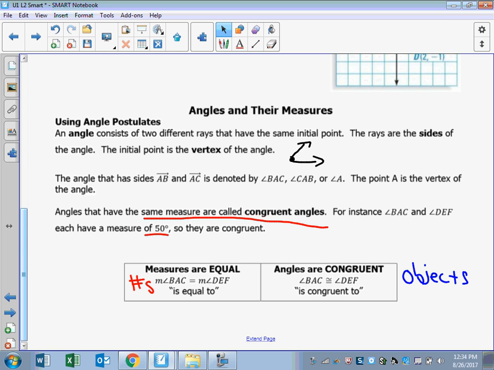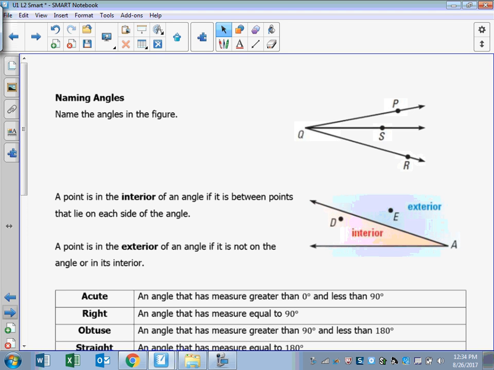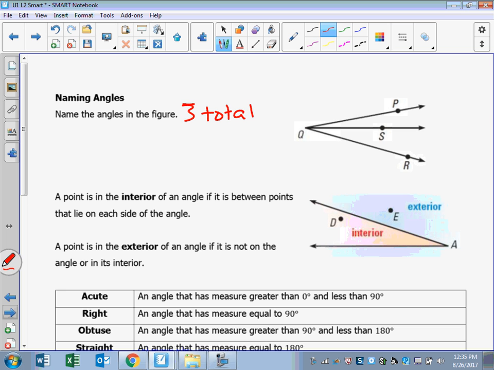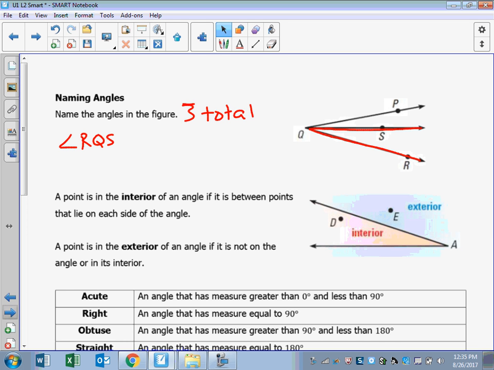Okay. Finally, there's a lot of vocab on this page. Most of it you're probably familiar with, so go ahead and read over this whole page. The last thing I want you to do is name the angles in this figure. There should be a total of 3. I'll give you one for an example just to show you how we write it. So one angle we could say is angle RQS. So that would be this one. All right. And then there should be 2 more that I want you guys to get on your own. So name the angles and then do the distance questions in the notes.